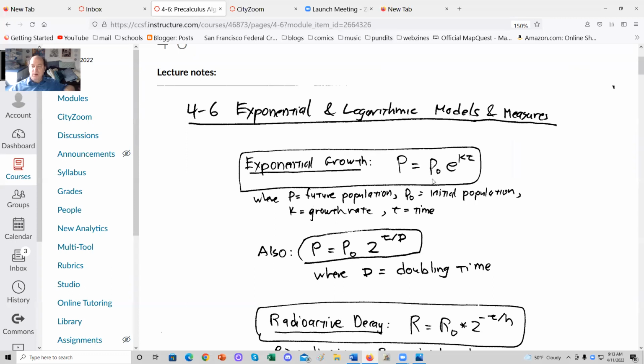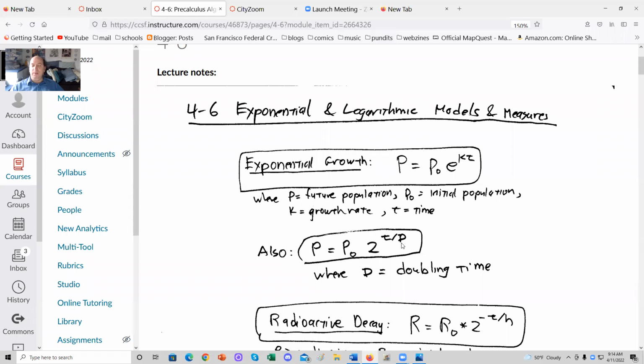P naught is the initial population, P, no subscript, is the future population, K is the growth rate, and T is the time in years. So P equals P naught e to the KT. It grows exponentially with a doubling time. Similarly, P equals P naught 2 to the T over D, where D is the doubling time. You can convert one into the other with an appropriate bit of logarithmic and exponential algebra.